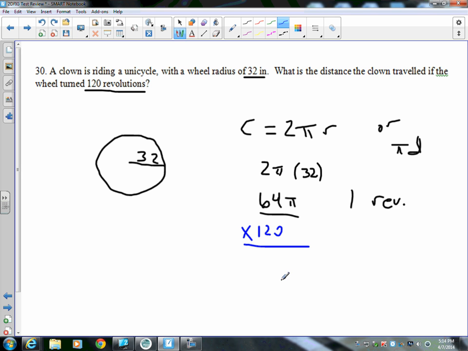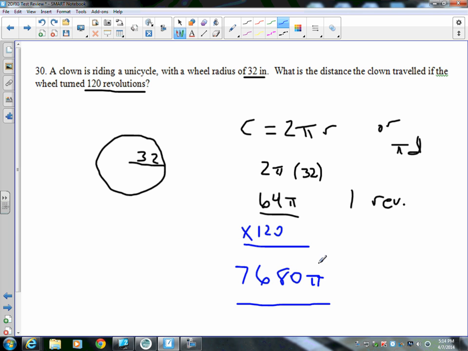So 64 times 120 gives us 7,680. We keep our pi. This is the distance the clown traveled if the wheel spun 120 revolutions.